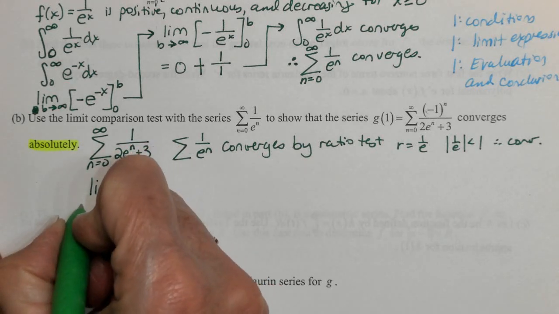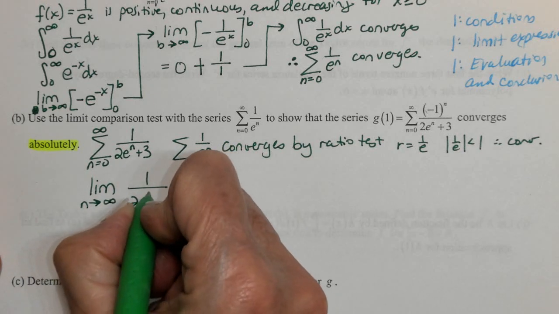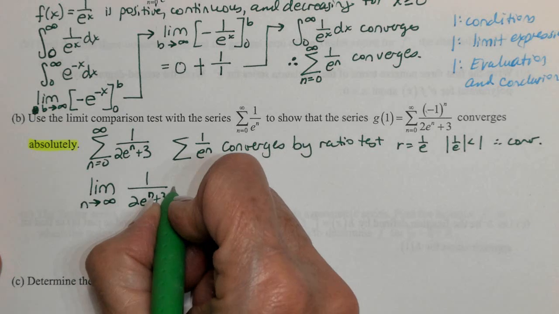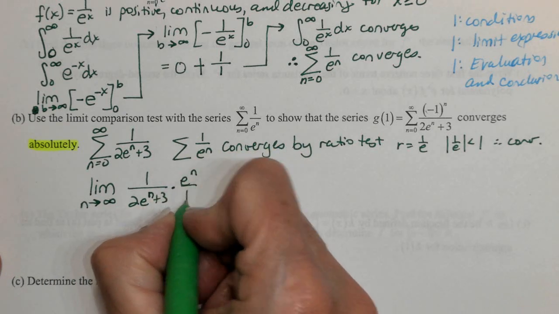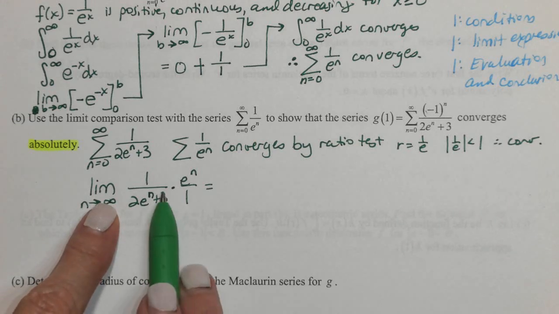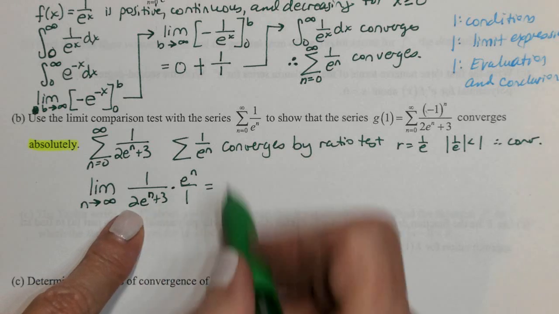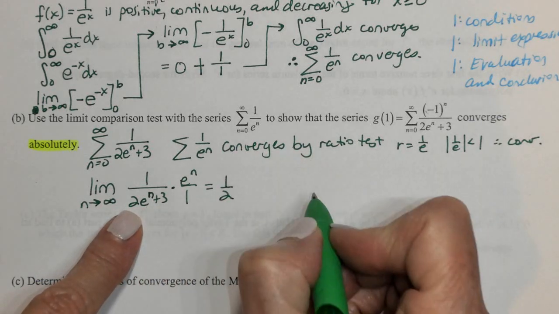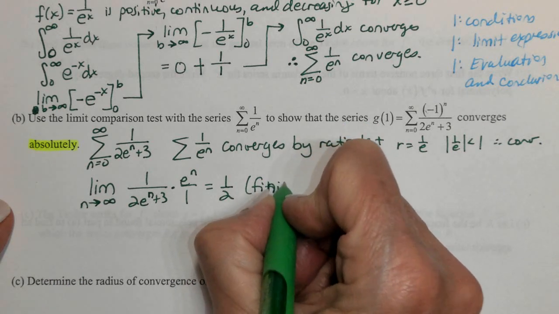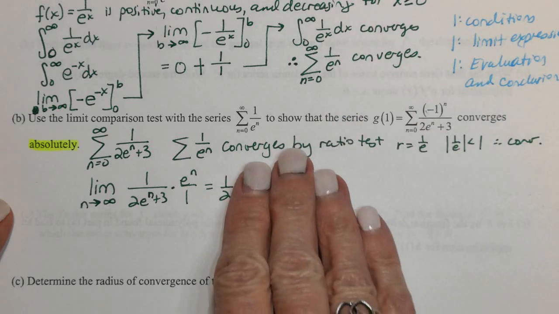So limit as n goes to infinity, 1 over 2e to the n plus 3 divided by 1 over e to the n, which is the same as multiplying by e to the n over 1. As n goes to infinity, the plus 3 will not matter, and I'm left with e to the n over 2e to the n. That limit is 1/2, which is finite and positive. You do not have to say that it is finite and positive.